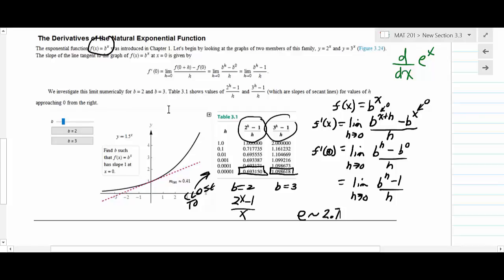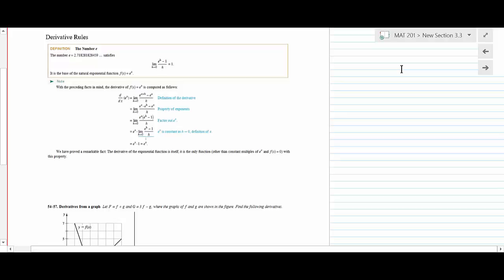So what we're looking at is using a table to try to figure out where this limit is going. Does that make any sense? I think it will on the next page. All I want to do is give you a rough idea. So here's the idea.